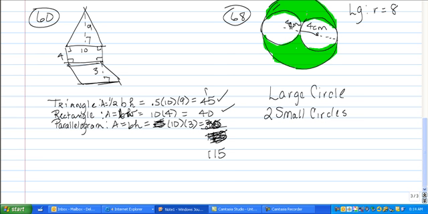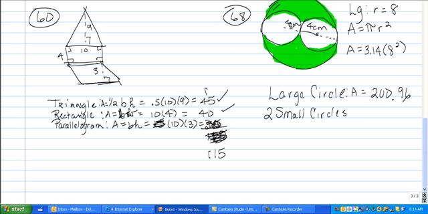So let's get the area of the large circle. That's going to be pi r squared, and they tell us to use 3.14. So our area, here's my calculator, 3.14 times my 8 squared, which is 64, gives me 200.96.